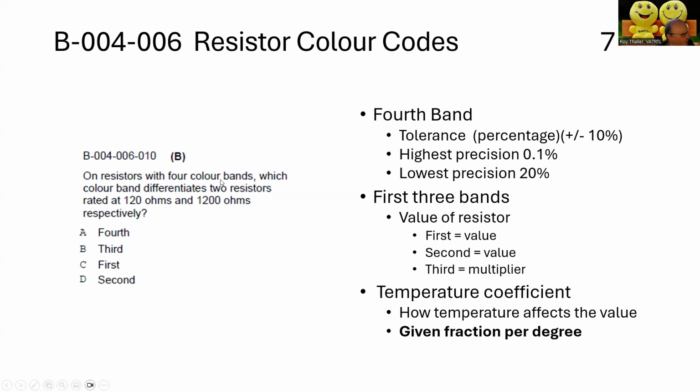On resistors with 4 color bands, which color band differentiates two resistors rated at 120 ohms and 1200 ohms? So that would be the third band. The third band would be the multiplier. So the first band is 1, the second band is 2, and the third band would be the multiplier. So it would be either a multiplier of 10 or 100.